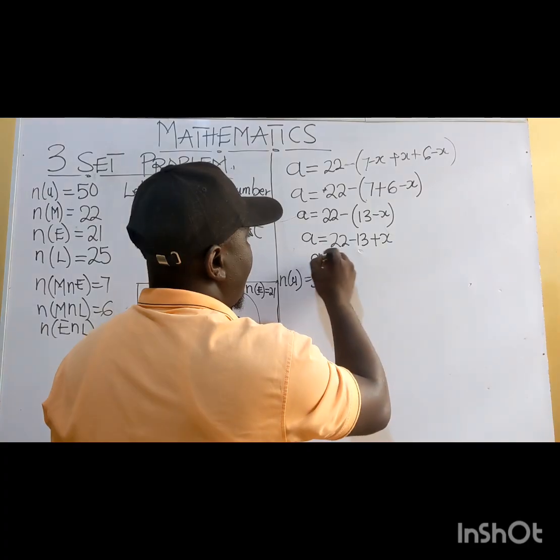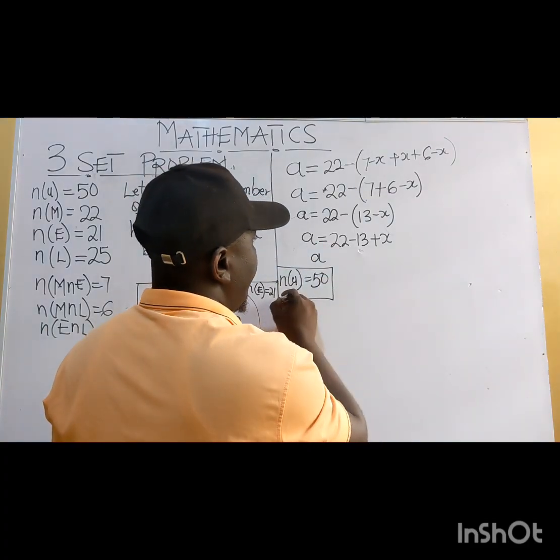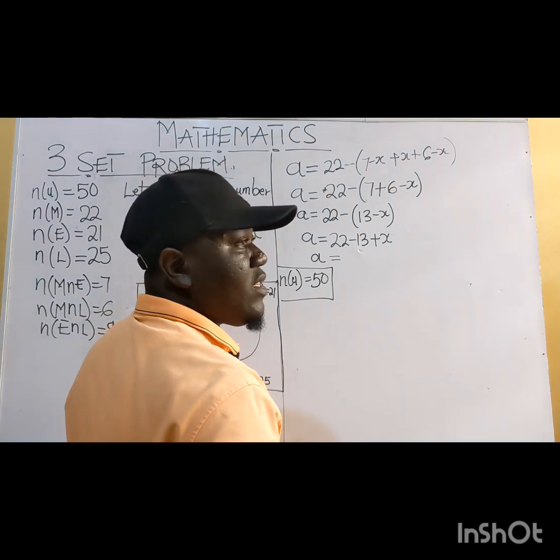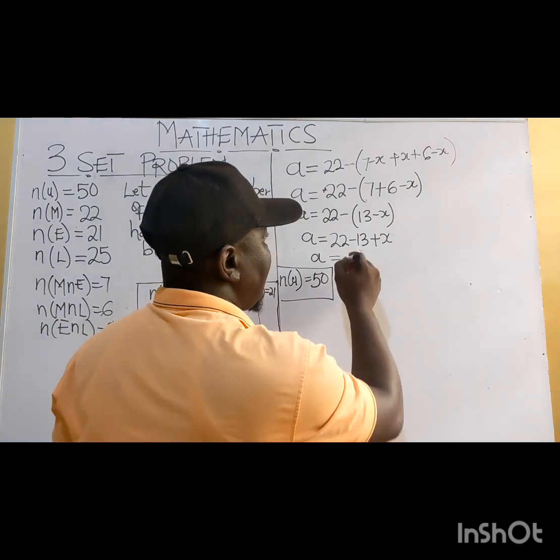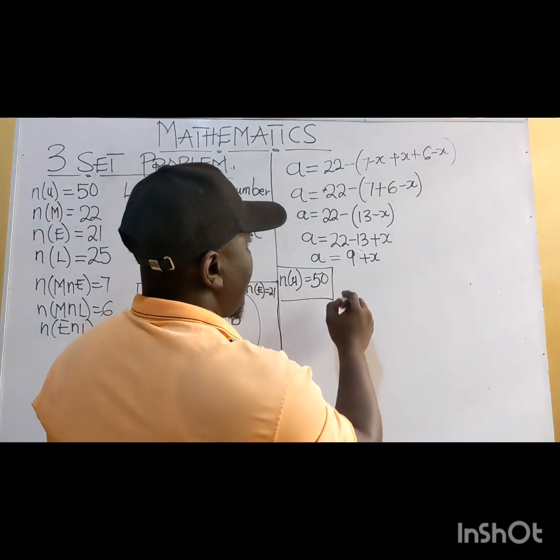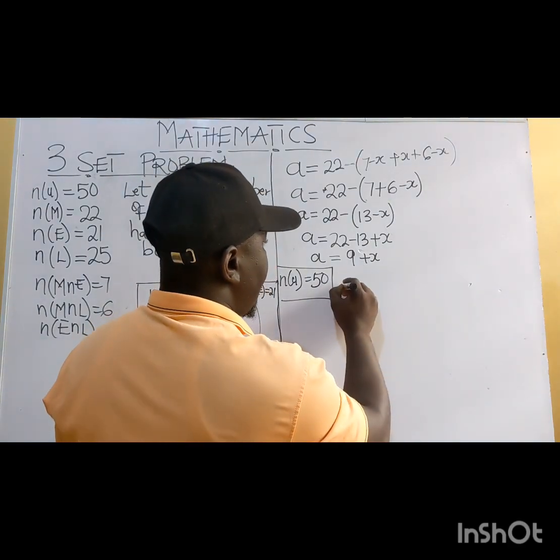So I'm going to have a being equal to 22 minus 13 is going to give me 9 plus x. That's for a. And then we move on to solve for b.